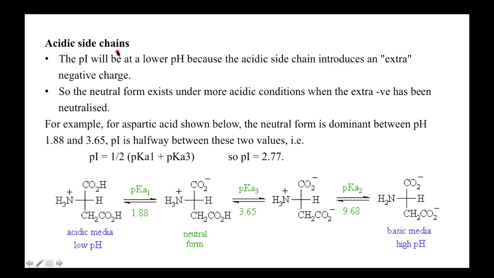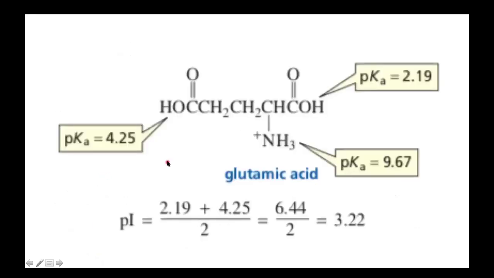Similarly, if it is in acidic medium or has an acidic side chain, the pH or pI value will be lower. It can have more than one group. Here it has two carboxylic groups, so it will be acidic. So what I have to do here is calculate the average of these two carboxylic groups, one is this one and another one is this one.